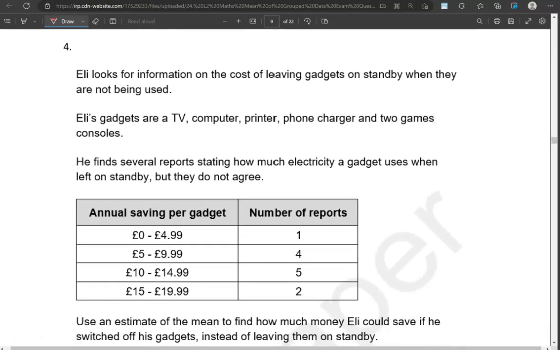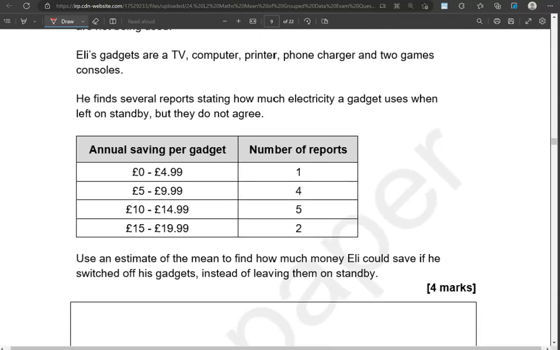Ellie looks for information on the cost of leaving gadgets on standby when they are not being used. Ellie's gadgets are a TV, computer, printer, phone charger and 2 games consoles. He finds several reports stating how much electricity a gadget uses when left on standby, but they do not agree. Use an estimate of the mean to find how much money Ellie could save if he switched off his gadgets instead of leaving them on standby.